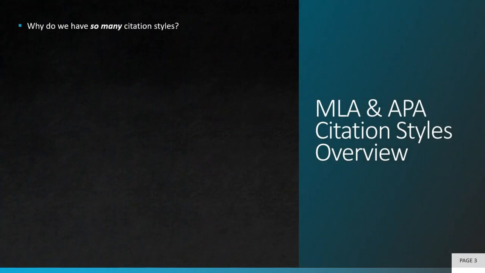Why do we have so many different citation styles? Simply put, different disciplines have different needs. Citation styles are uniquely tailored to suit the specific needs of those disciplines. Today, we will be focusing on the citation style used in the behavioral sciences, APA. And to assist us in understanding APA format, we will be comparing it to a citation style you are most likely already familiar with, MLA.